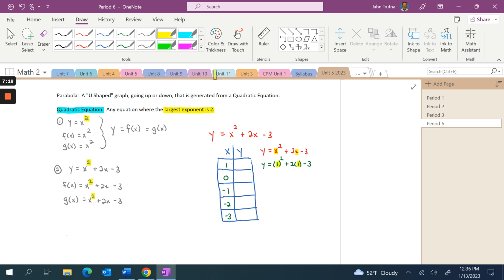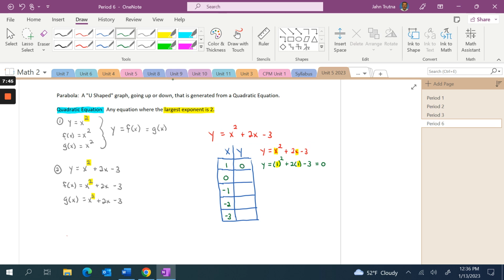Why did I do that? Because in my table, my x value was 1. Then I am going to work out this equation. I'm going to figure out what is 1 squared plus 2 times 1 minus 3. What is that equal to? And when we work that out, that is equal to 0. Okay? So that means that y is equal to 0.